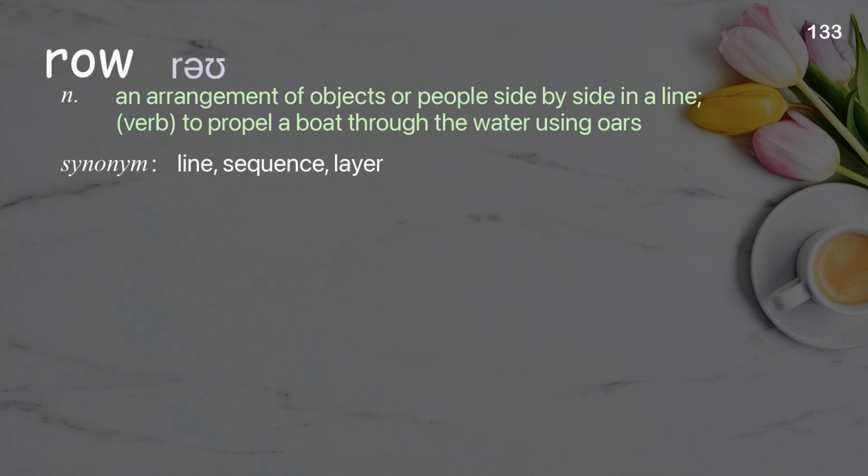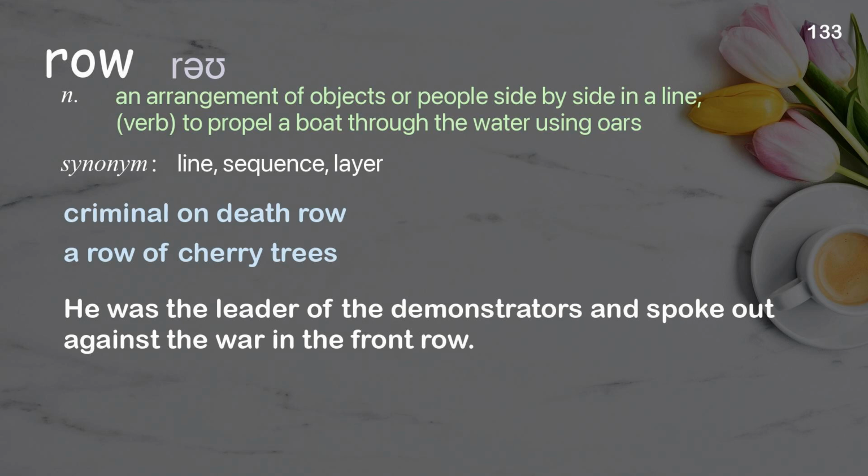Row. An arrangement of objects or people side by side in a line; verb: to propel a boat through the water using oars. Examples: criminal on death row, a row of cherry trees. He was the leader of the demonstrators and spoke out against the war in the front row.